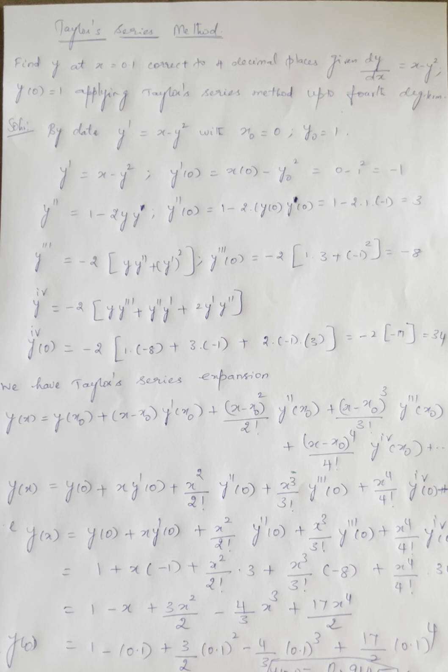So the problem goes as: find y at x equal to 0.1, correct to 4 decimal places, given dy by dx is equal to x minus y squared, and the condition is given as y of 0 is equal to 1, applying the Taylor series method up to 4th degree. So dy by dx is equal to x minus y squared, that is y dash is equal to x minus y squared. And when x takes the value 0, y takes the value 1. That is the meaning of y of 0 is equal to 1.